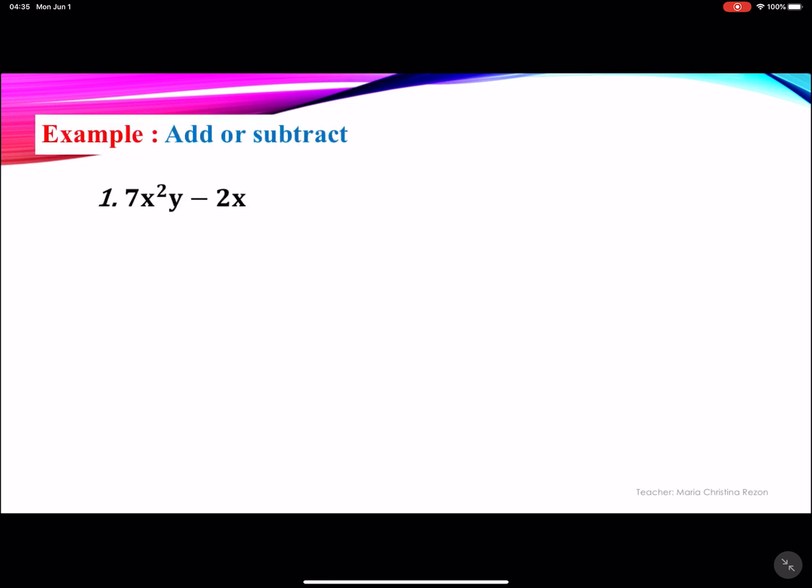You have 7x squared y minus 2x squared y plus 5x y squared minus 3x y squared. Now, if you notice, these two can be combined together. So that is 5x squared y. And this 2 as well, so that is plus 2x y squared. And this is now your answer.